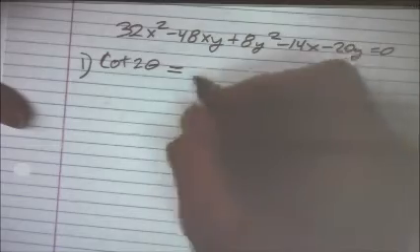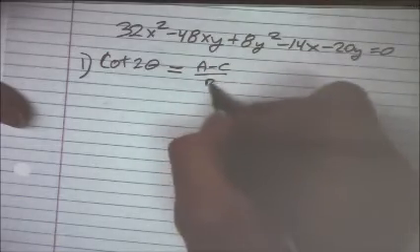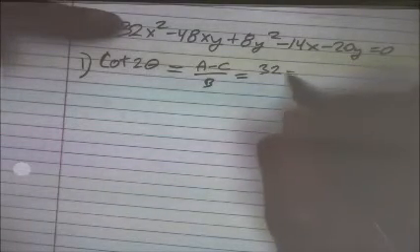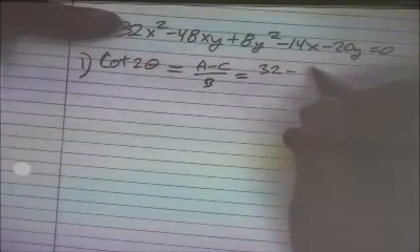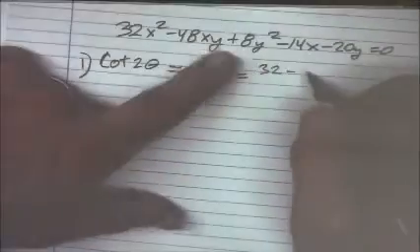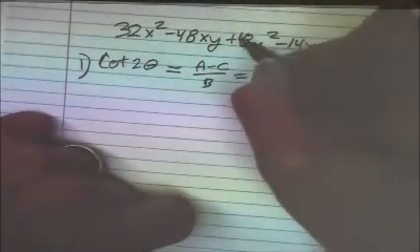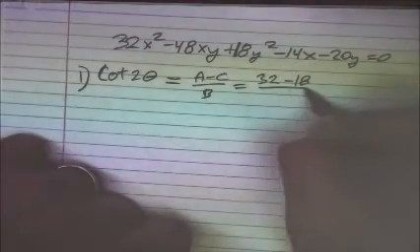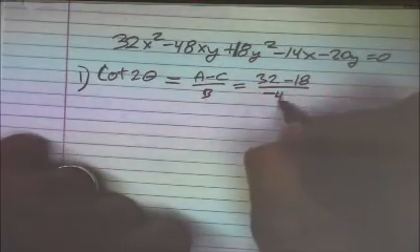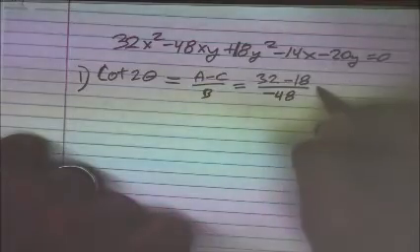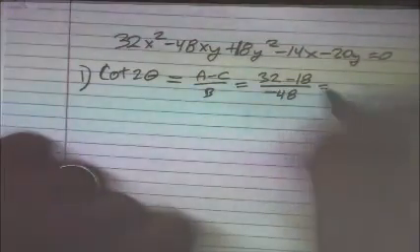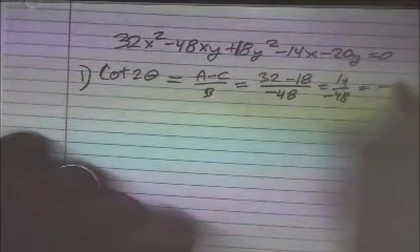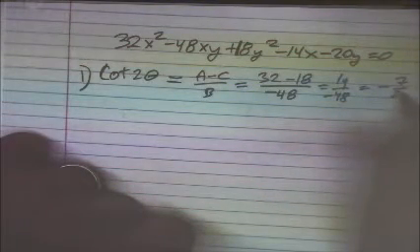So that means I will do A minus C over B. The A is 32, and I'm going to subtract, let's see, one thing is that that's supposed to be an 18 here. So for the y squared, please put in 18. And the B is negative 48. So 32 minus 18 is 14, and here we get negative 48. So we get negative 7 over 24.